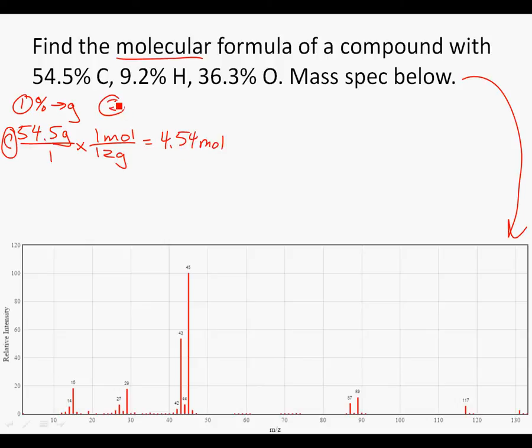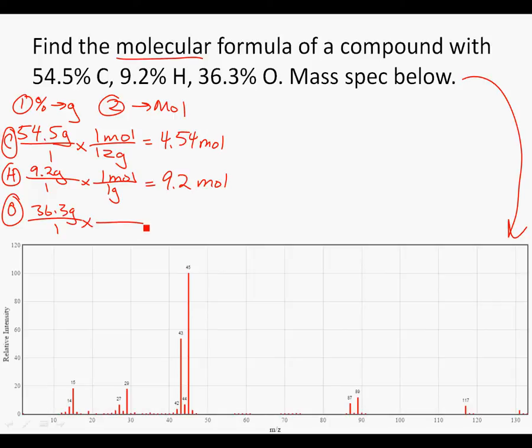Step 2, again, was convert to moles. All right, we're going to do it for hydrogen, and we're going to do it for oxygen. First, take the percents and turn to grams. So 9.2 grams of hydrogen over 1. Molar mass of hydrogen is 1 gram is 1 mole. That's easy math right there. And then oxygen, 36.3 grams of oxygen over 1. Divide by the molar mass, which this time is 16 grams. And we're going to get that oxygen is 2.27 moles.